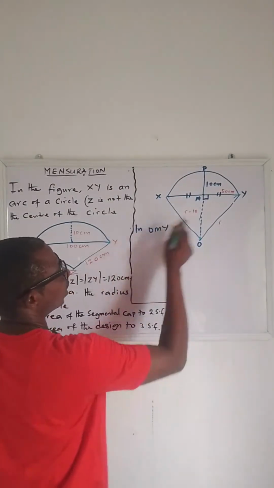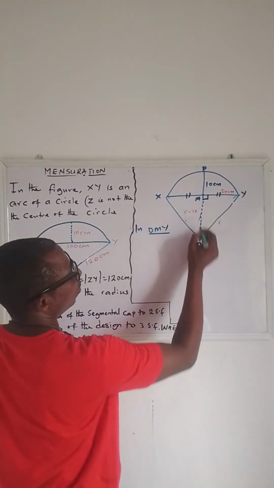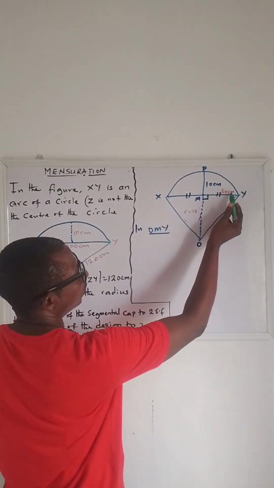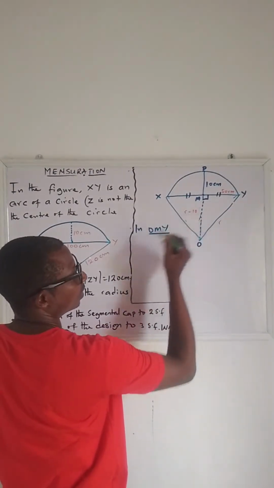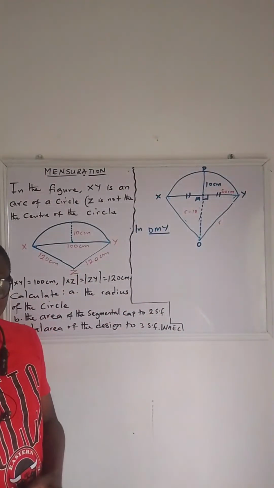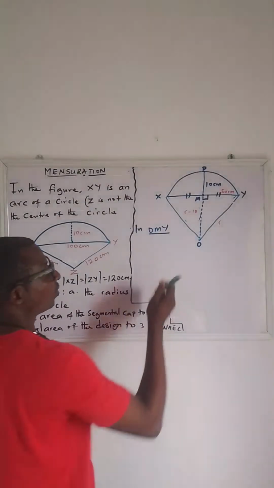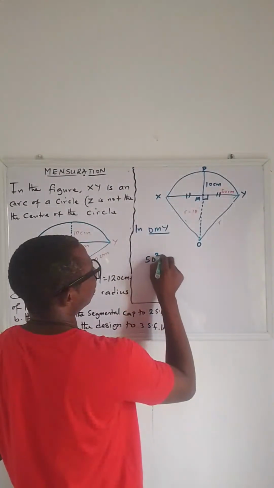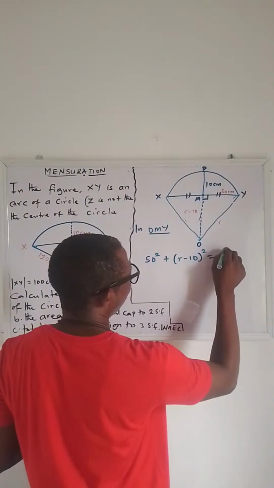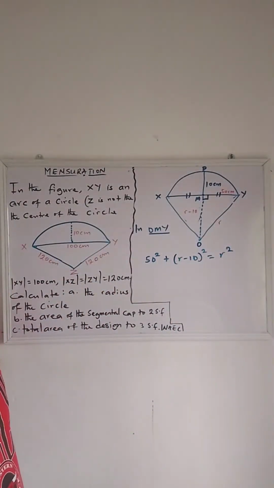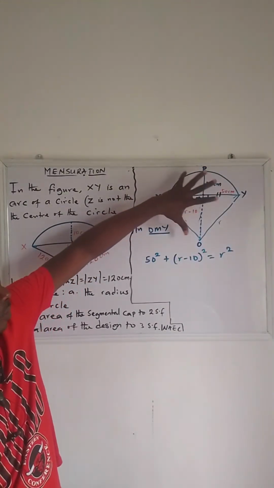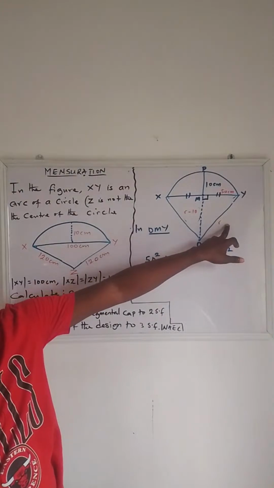So we can now look at triangle OMY. Look at this triangle OMY now. We have the sides of the right angle, 50 centimeter and R minus 10 centimeter, and the hypotenuse is R. So we are going to be making use of Pythagoras theorem here. We have 50 square plus R minus 10 square, it will give us R square. The square of the two sides, when you add them together, will give you the square of the hypotenuse.